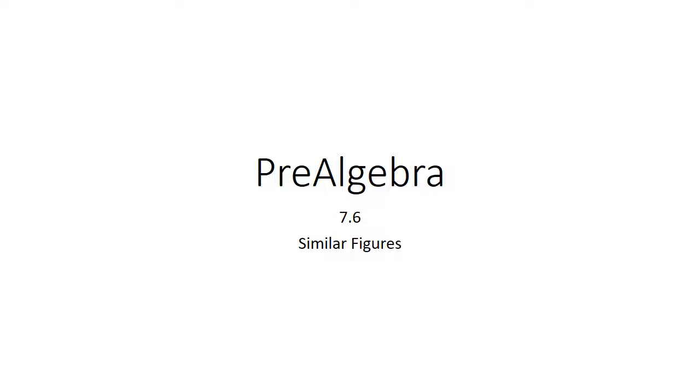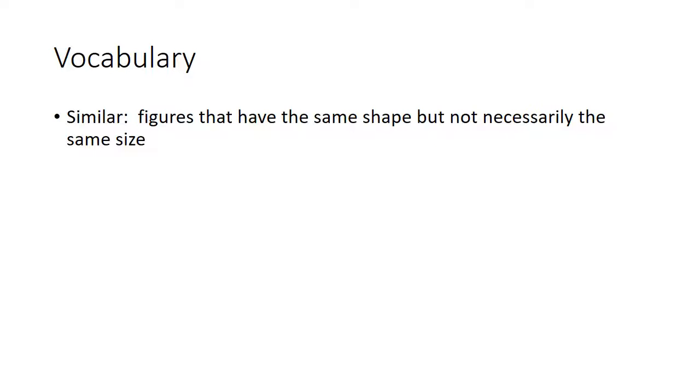This is video 7.6. Today we're going to be talking about similar figures. We've talked a little bit about dilation yesterday and how a dilation is when you change the size but not the shape of a figure. When that happens, these are called similar figures. They're figures that have the same shape but not necessarily the same size.